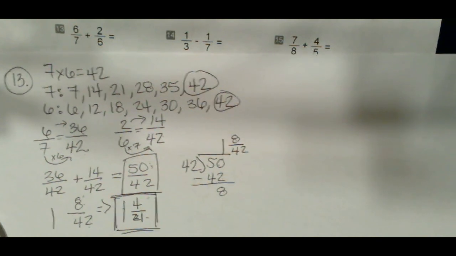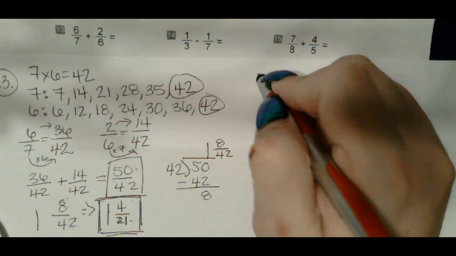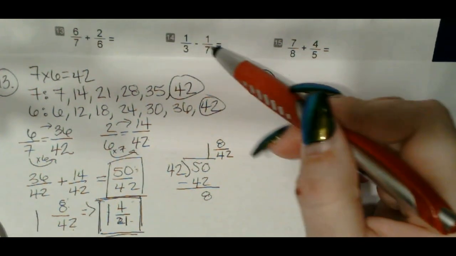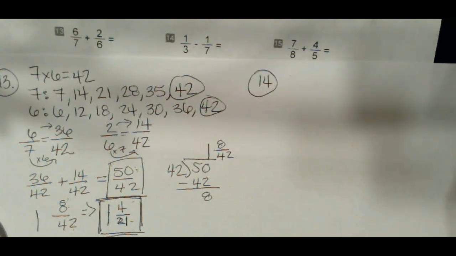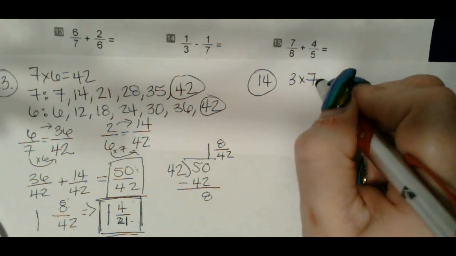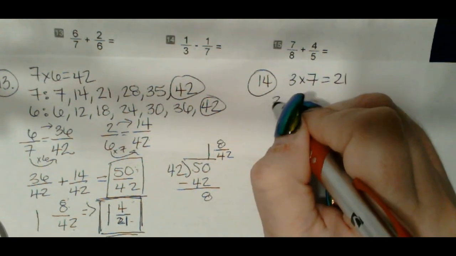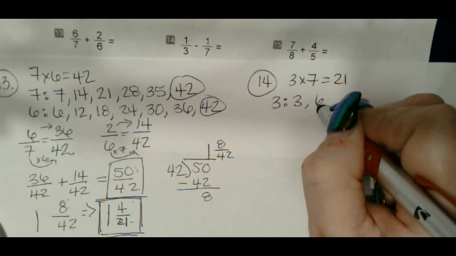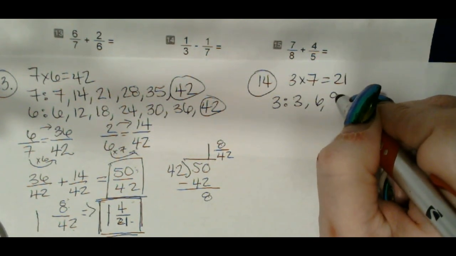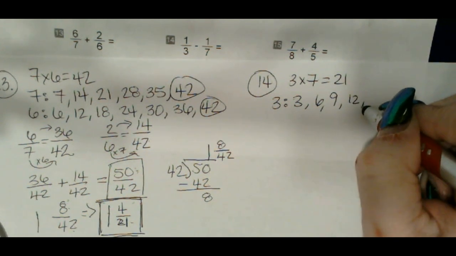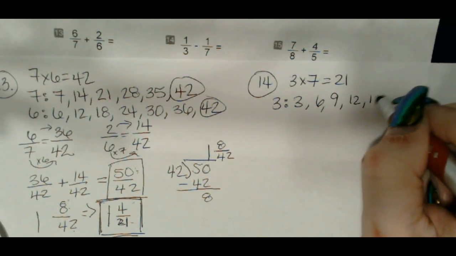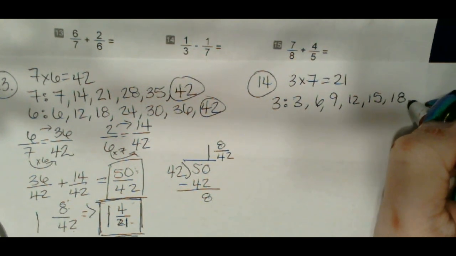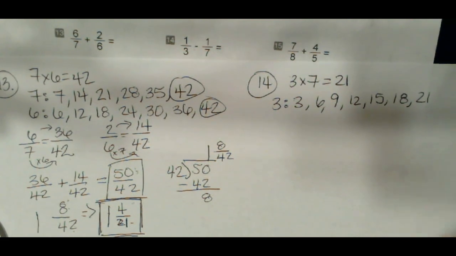All right, let's do number 14. So, we have two numbers kind of close together. If we multiply them to check, 3 times 7, that's 21. But let's see. 3 times 1 is 3. 3 times 2 is 6. 3 times 3 is 9. 3 times 4 is 12. 3 times 5 is 15. 3 times 6 is 18. And 3 times 7 is 21.